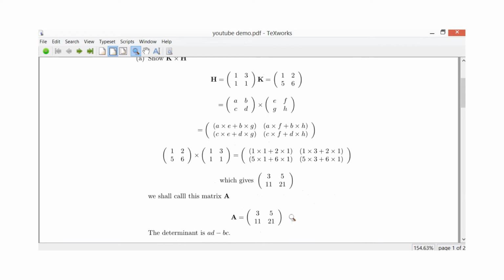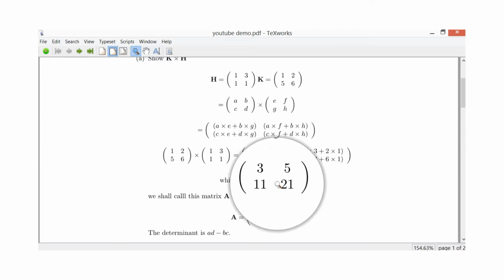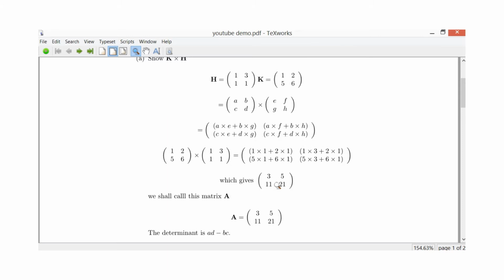Now we simply multiply out and add it all up. Quite easy to work out. 1 times 1 plus 2 times 1 is 3. 1 times 3 plus 2 times 1 is 5. 5 times 1 plus 6 times 1 is 11. 5 3s are 15 plus 6 times 1 is 21. So multiplying K by H gives us 3, 5, 11, 21.